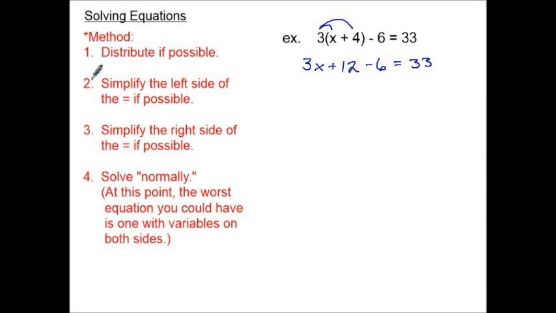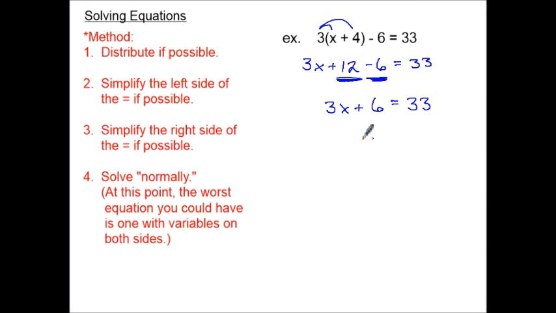Now 2 is simplify the left side of the equal sign. So here's my left side. Do I have any like terms over there? I sure do. I've got this positive 12 and this minus 6. Positive 12 minus 6 is a positive 6, so that leaves me with a 3x plus 6 over here. So I simplify the left side. Simplifying the right side, well, 33 is just a single number, so I can't really do anything with that.